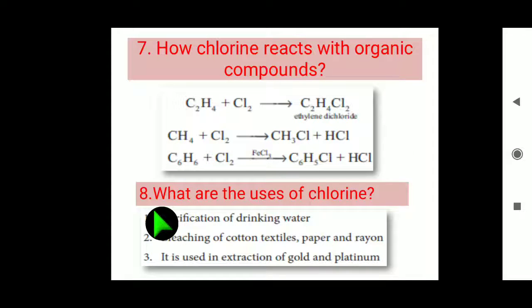So question number 8. What are the uses of chlorine? Purification of drinking water. Important uses, purification of drinking water. Second one, bleaching of cotton textiles, paper and rayon. It is used in extraction of gold and platinum. These three uses are very important.